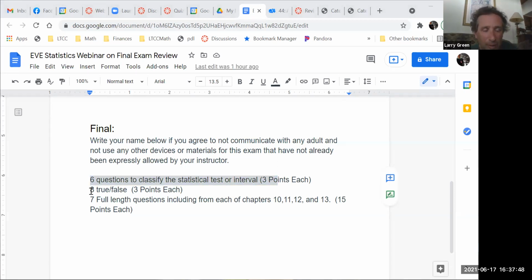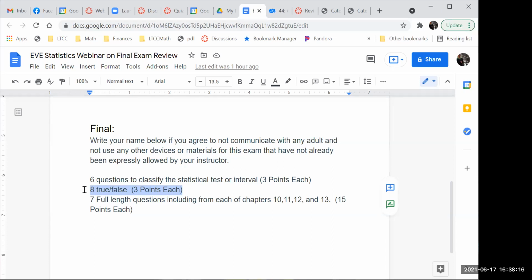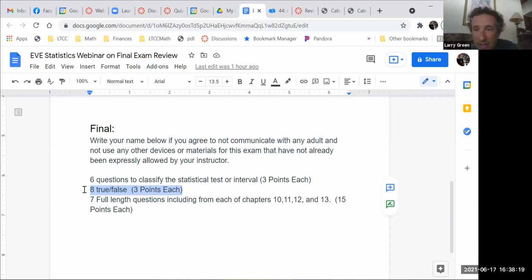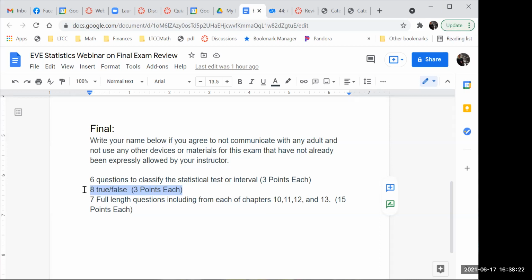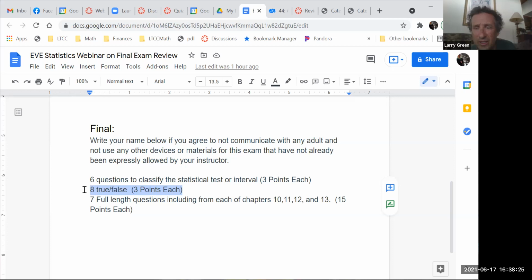Okay, then the next part, there's 8 true/false questions. They're also 3 points each, which is still not that many points compared to the rest of the test. How do you practice true/false questions? Where have you seen true/false questions, in fact? On the quiz. Yep, the quiz. I don't usually give true/false on the quizzes. The homework. Yeah, the homework. A couple of you put in homework.